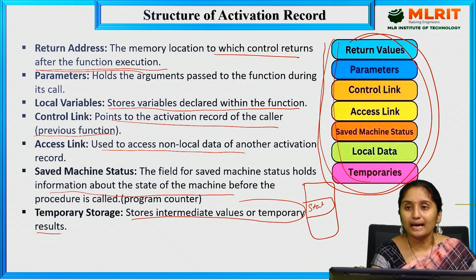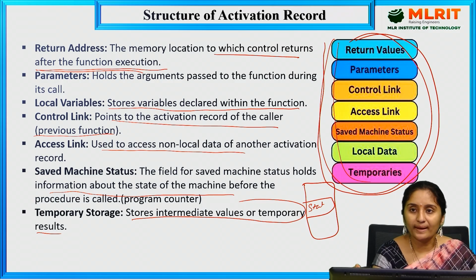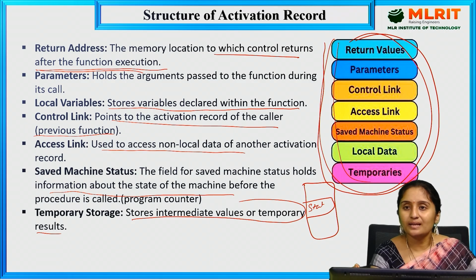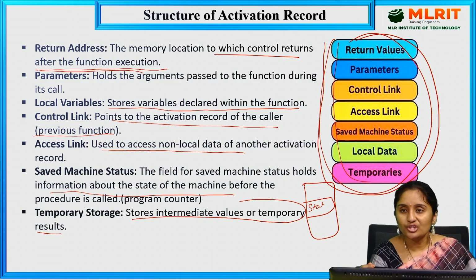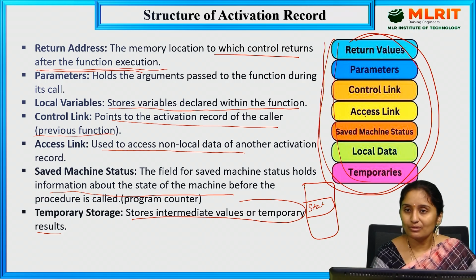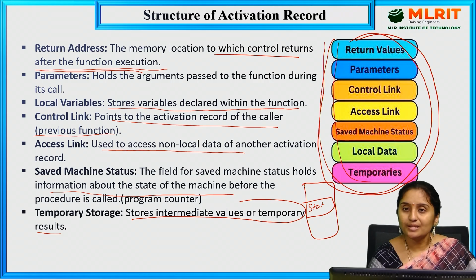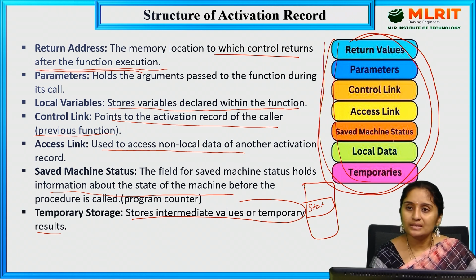Parameters are nothing but actual parameters and formal parameters. Actual parameters are the values passed from the calling function to the definition. So that is the parameters. Control link, access link, we have just seen. Machine status is nothing but before we execute the next statement in that activation record, which statement will be executed next. We save that number, that is the saved machine status. We can also call it the program counter.